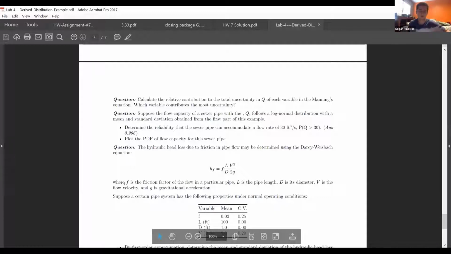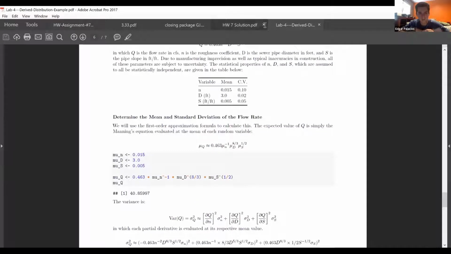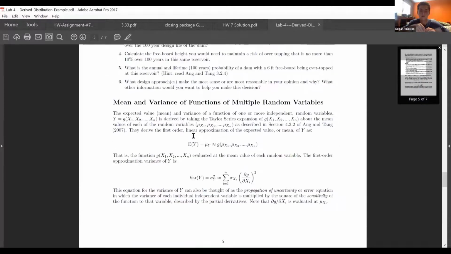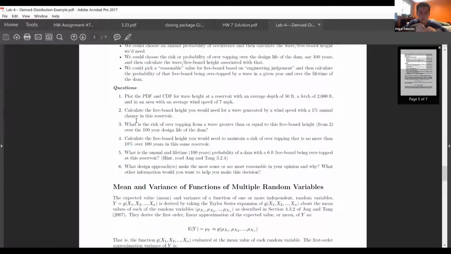Hey Joel, can I ask you a question about the lab? Yeah. So for question 2, I got stuck on that. For example 1, question 2, the one that asks about the 1%. How do we calculate the freeboard height? Because I don't think we get that. Yeah, so the freeboard would simply be the same height as the wave.